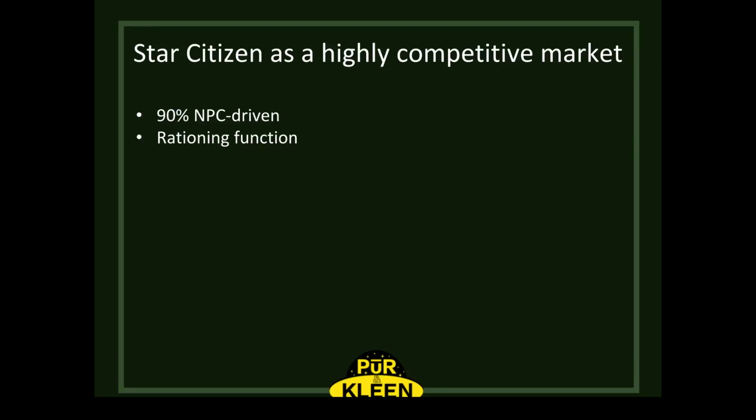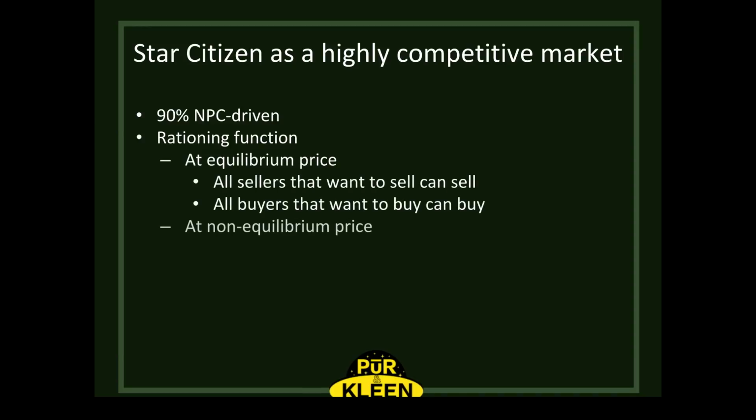Hence, prices in Star Citizen will have a rationing function in that those sellers who are willing to sell at the equilibrium price will be able to sell all of their product, while buyers who are willing to pay the equilibrium price will be able to buy all that they want. The sellers who are unable or unwilling to sell their product for the equilibrium price will simply stop producing it. You may stop producing aluminum if you are just not satisfied with the price in the market.